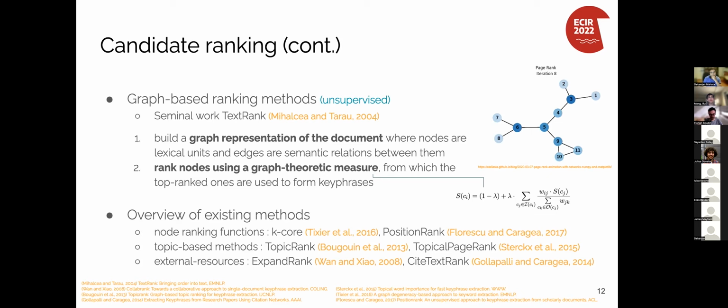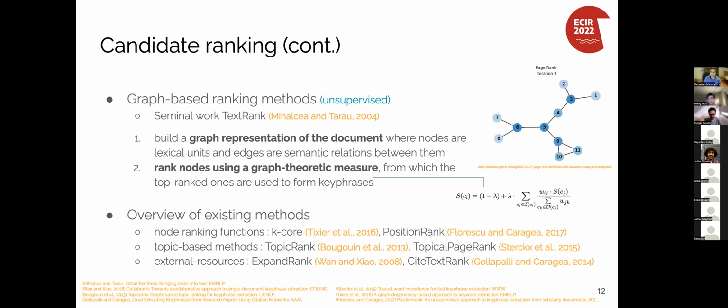Then, nodes are ranked using a graph theoretic measure, most often derived from the PageRank algorithm, such as here in this slide, the TextRank algorithm. And the top-ranked nodes are used to form key phrases. Many graph-based ranking methods for key phrase extraction were proposed, and what we show here is only a very brief overview. Methods were proposed to improve the node ranking function, such as KCore, that uses the graph degeneracy approach, or PositionRank that includes position information in a biased PageRank algorithm.